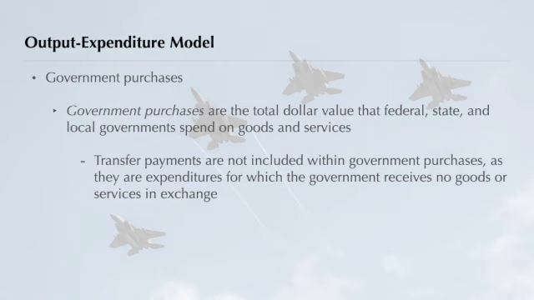The third component of GDP consists of the total dollar value that federal, state, and local governments spend on goods and services, such as highways, public education, and national defense. Government transfer payments, expenditures for which the government receives no goods or services in exchange, are not included when calculating government purchases. Transfer payments include Social Security payments and various types of government aid.